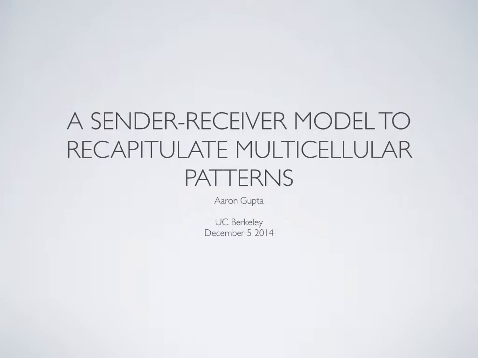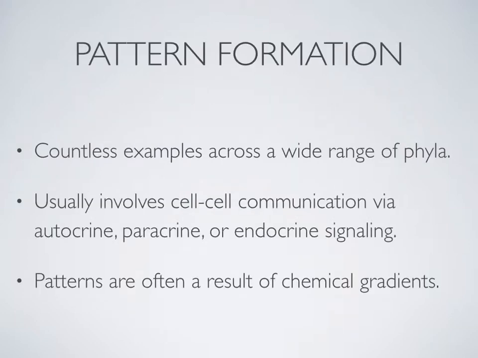recapitulate multicellular patterns. Pattern formation has countless examples across a wide range of phyla. Many of these examples are in development, which I will go over later. They usually involve cell-cell communication via autocrine, paracrine, or endocrine signaling. And these patterns are often a result of chemical gradients, and oftentimes those chemical gradients are small molecules.